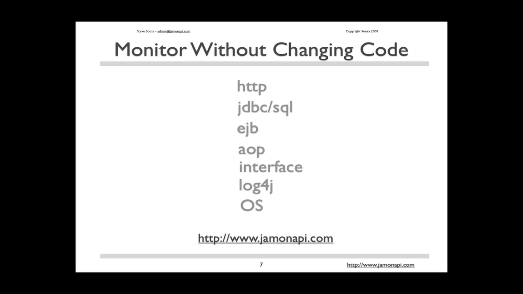For example, HTTP monitoring tracks page hits, execution times, bytes sent, status codes, exceptions, and more. JDBC SQL monitoring tracks SQL performance, exceptions, as well as method invocations on connections, statements, prepared statements, callable statements, and result sets. EJB monitoring tracks method execution times and exceptions. Look on the internet and you will see a number of ways people have used JAMon with AOP. Also, any Java interface can easily be monitored using JAMon interface monitoring to track execution times and exceptions.